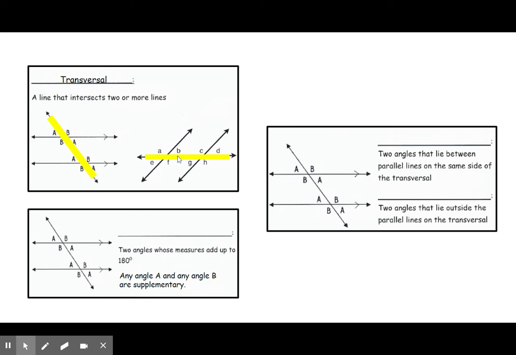Okay, but you need to remember that it's just the line that cuts through those two parallel lines. So you always want to identify your parallel lines first and then your transversal, because your transversal is the line that goes through or cuts through those two parallel lines.